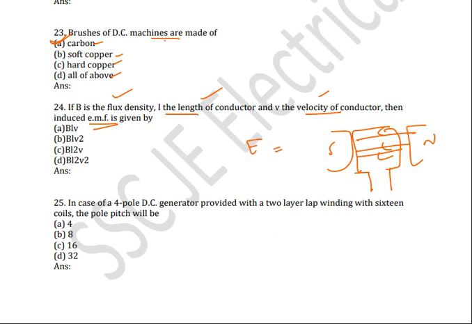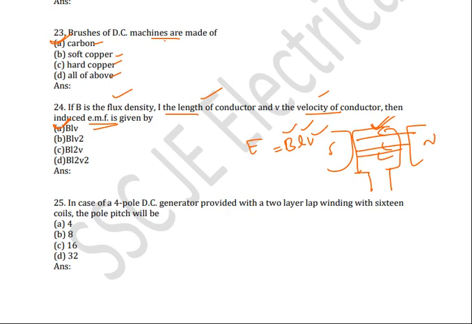We will get an induced EMF by moving a conductor in a uniform magnetic field. That formula is E equals BLV: flux density into length of conductor into velocity of the conductor. So the correct answer is BLV.